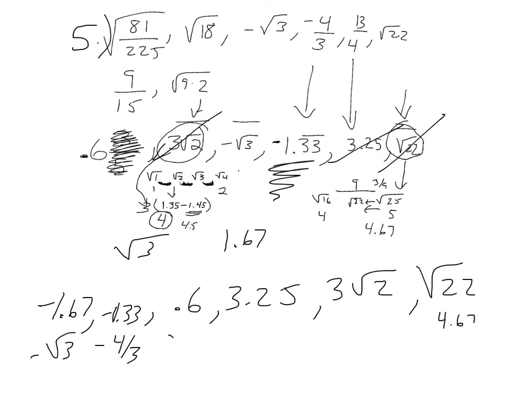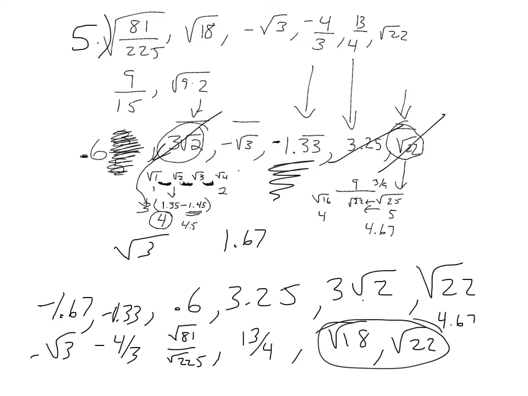This one was 81 over 225. And this one was 13 over 4. And these ones, where this one was the square root of 18, and this one was the square root of 22. Of course, we should have just looked at these originally. Oh, look at us. Here we go.